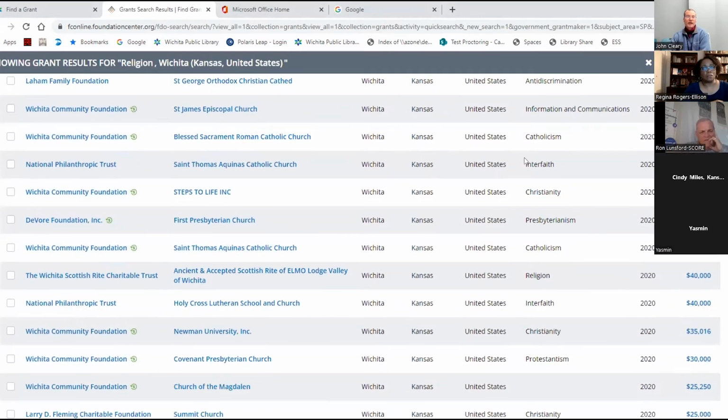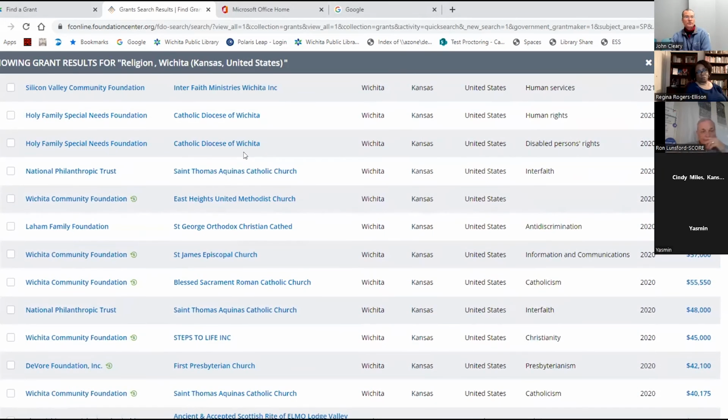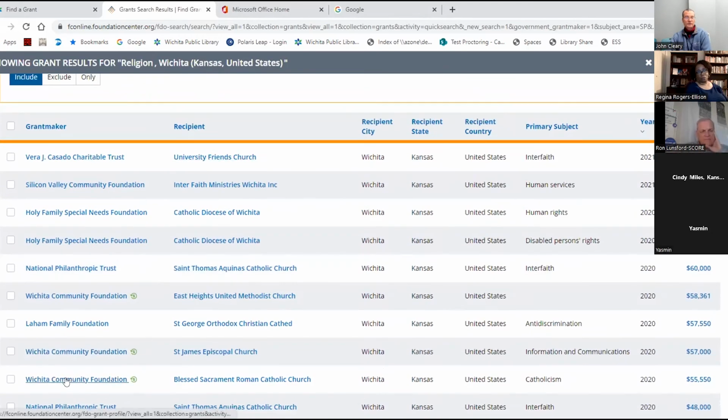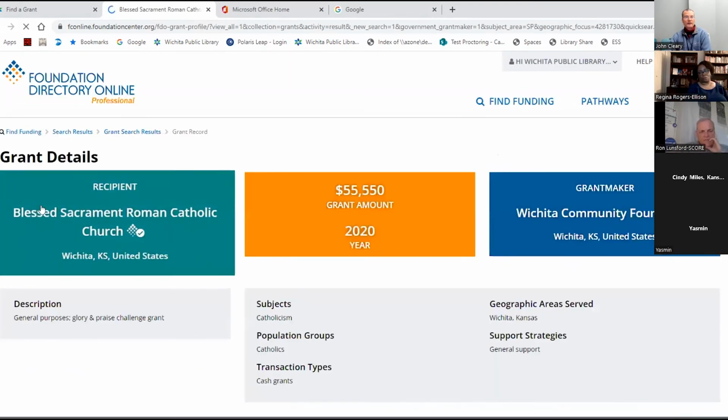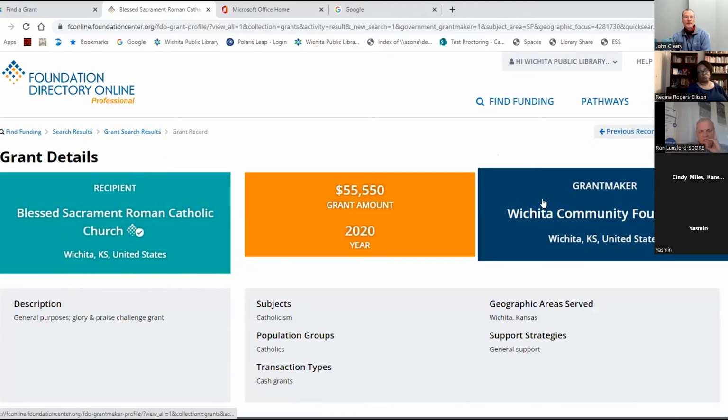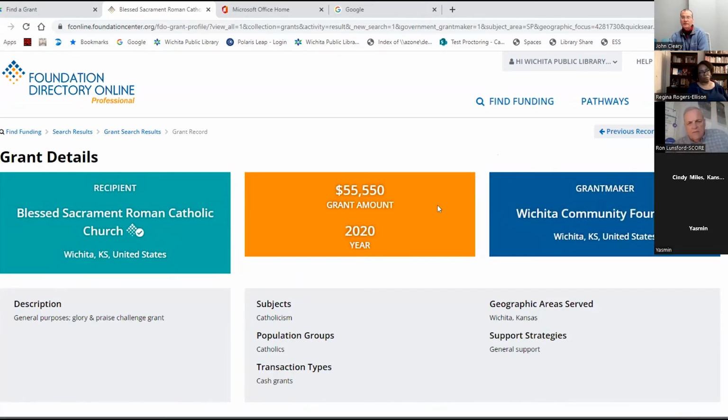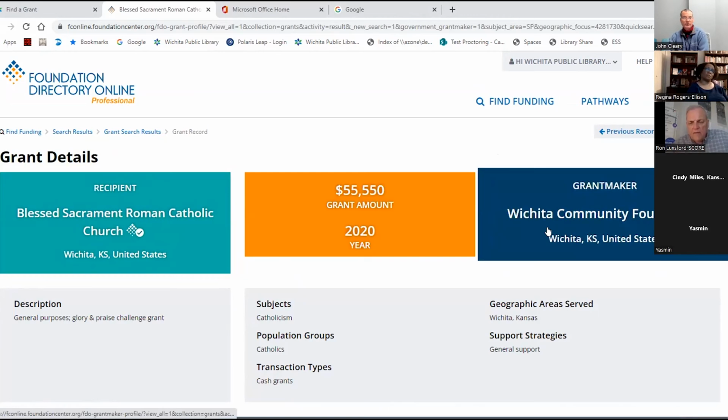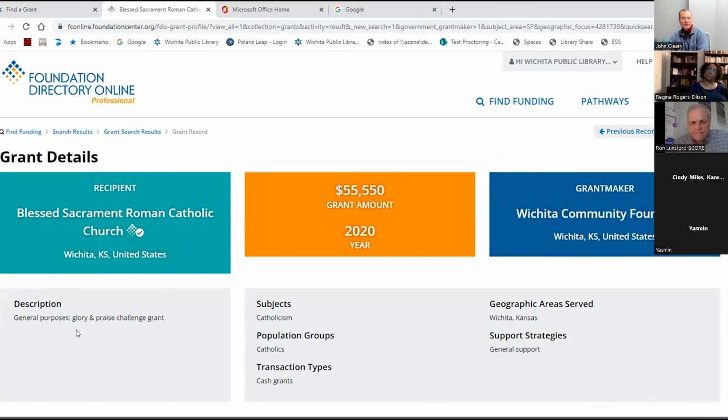If you're a church and you're interested in seeking a grant, you can go in and see what the grant was for on all of these grant accounts and find out if it's a good match for your organization. Once you go into the grant maker's profile, here's a grant for Blessed Sacrament Roman Catholic Church in 2020 for $55,550, done by the Wichita Community Foundation. And it was for general purposes, but also their Glory and Praise Challenge grant.